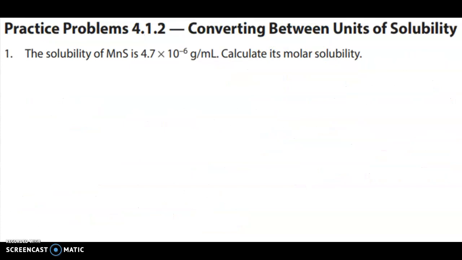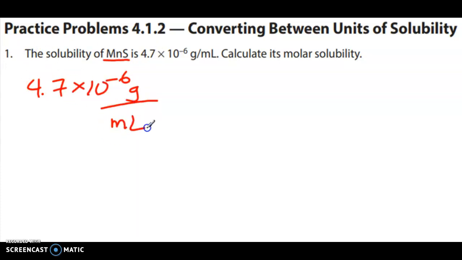Okay, so now looking at practice problems 4.1.2, this is where we're looking at taking a concentration that's given to us in solubility already, but converting it into either grams per liter or moles per liter. So in this case, we have manganese sulfide. We are given the concentration 4.7 times 10 to the negative 6 grams per milliliter, and we have to now report this in moles per liter.